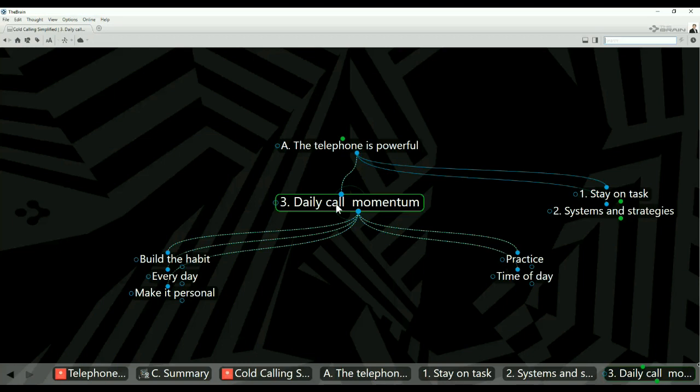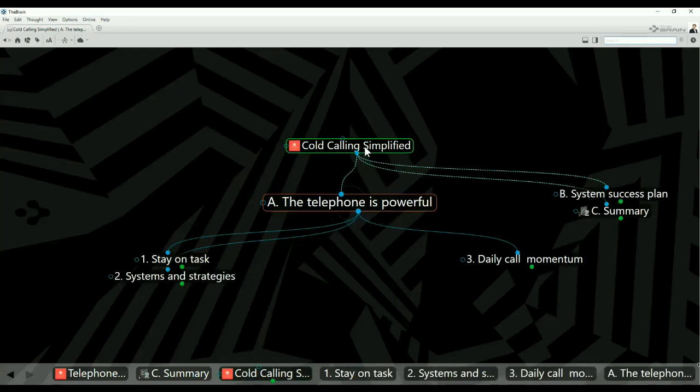And lastly, on this particular point, time of day. When should you make those calls? Well, it's sort of been proven that you should make it at the beginning of the day before you get distracted with other things. Everything in this equation comes down to you. And so you need to let the telephone become a powerful tool for you in your real estate business.